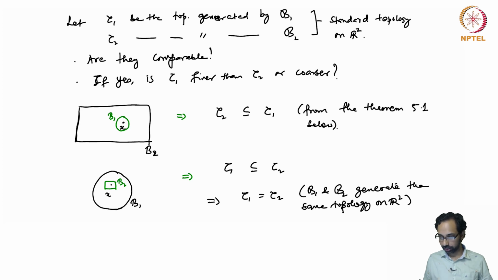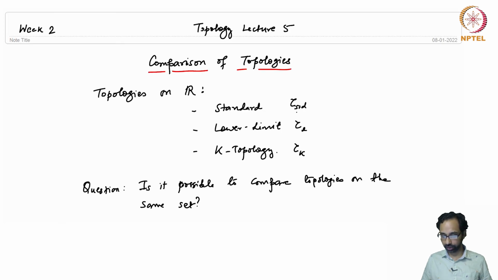Okay, and now we will go back to the various topologies that we defined on R. I'll just go back to the first page where we had the standard topology on R, the lower limit topology on R, and the K topology on R. The question that we asked in the beginning was whether it is possible to compare these topologies, and the answer is in the following theorem.